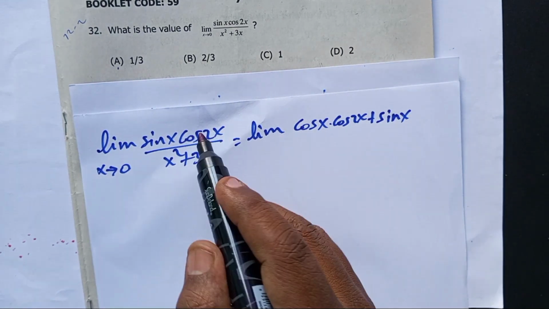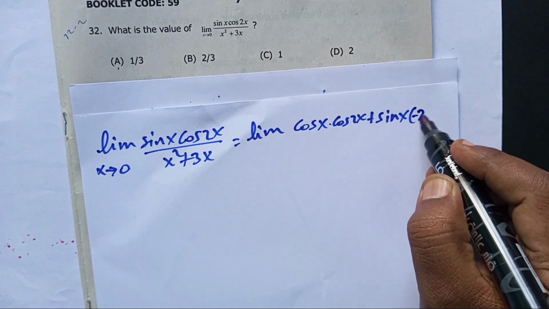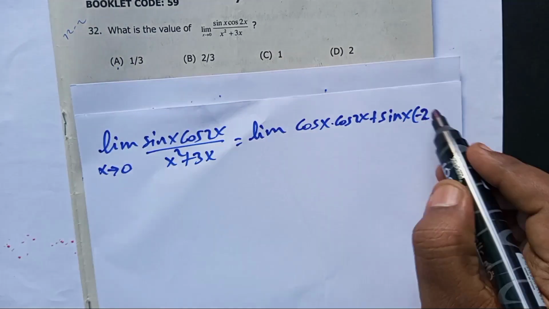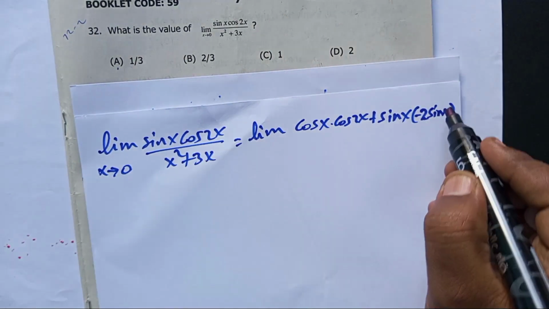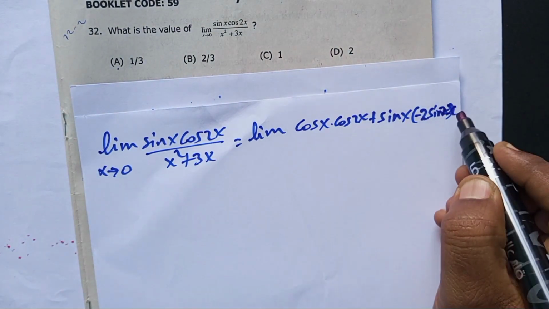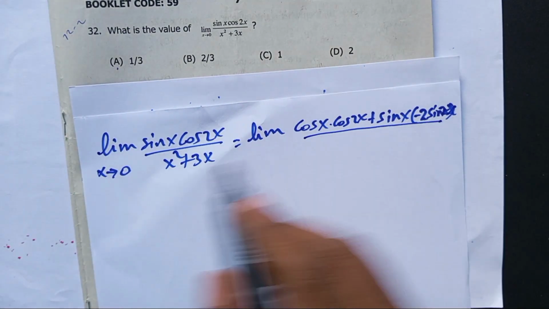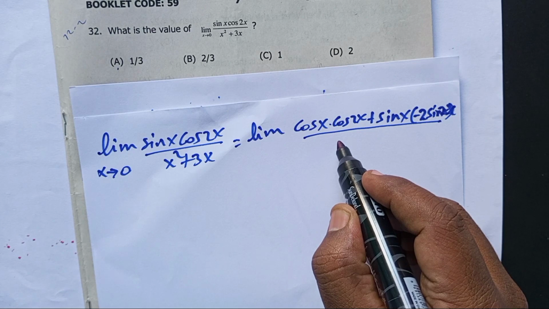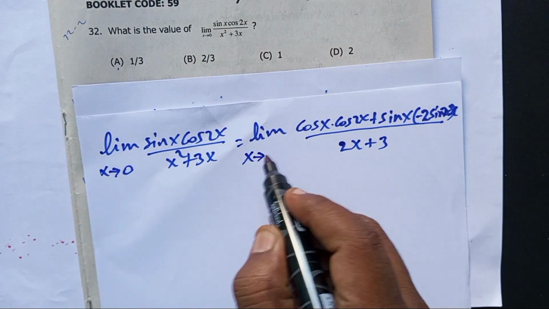derivative of cos 2x. The derivative of cos 2x is what? Minus 2 sin 2x. Here use the chain rule, by the way. Use the chain rule. Then over the derivative of the denominator, which is 2x plus 3, as x approaches 0.